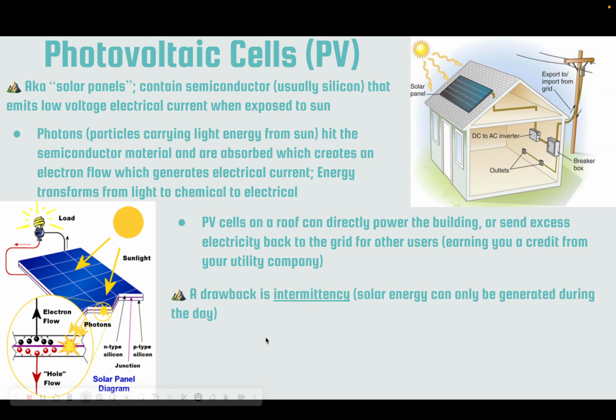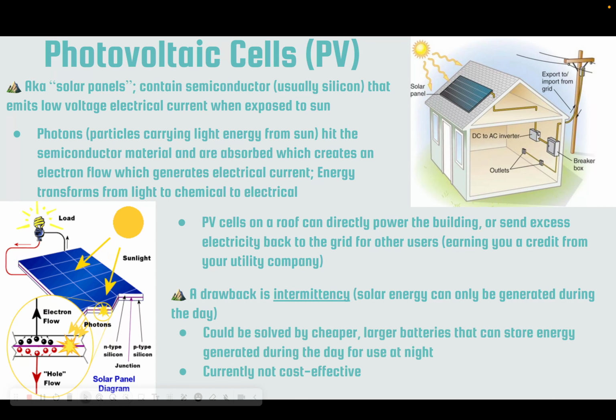And so one drawback is something that we call intermittency. And what that means is that solar energy can really only be generated during the day, because it's not very cost effective at this point to create large batteries that can store energy at night. Or at least it's not cost effective on the consumer level scale. So that's not something that we're able to do at this time, but they are creating more and more technology to allow this to happen.